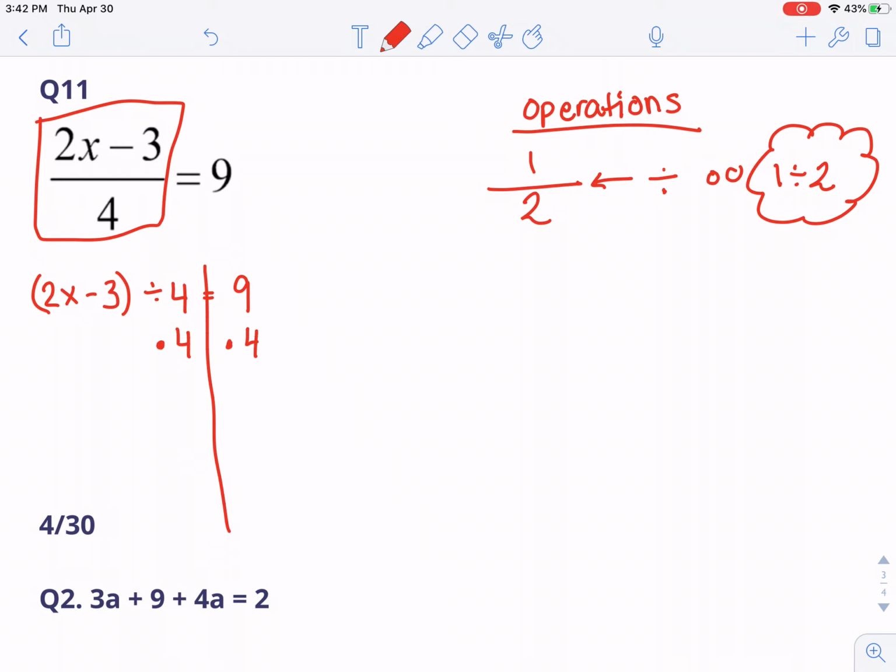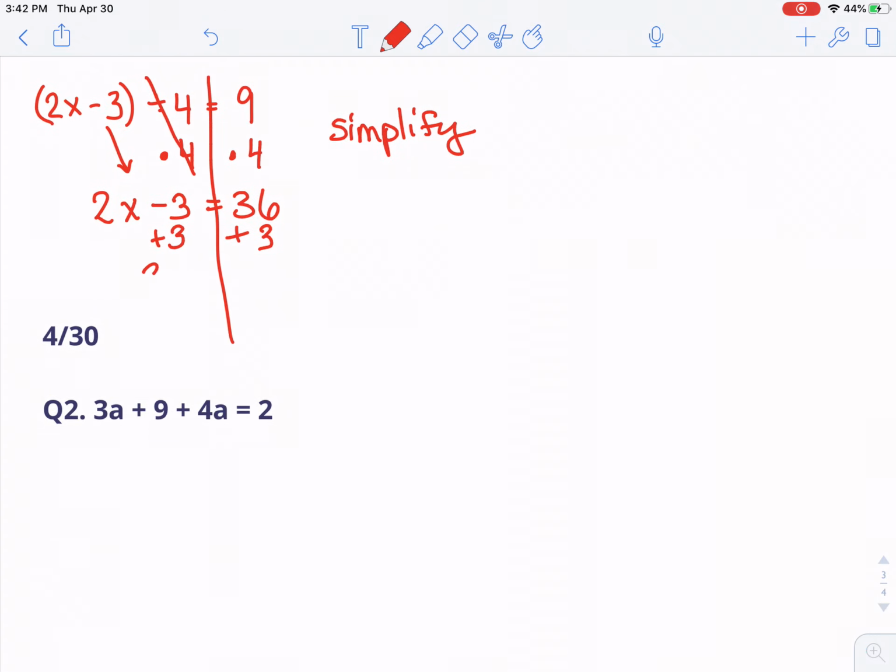All right, if I multiply by 4, it cancels out on this side. So I just rewrite those terms. And then I simplify. What is 9 times 4? 36. I add 3. And I'm just slowly getting x by itself, whatever steps I need to do to get x all by itself. To cancel out other terms, simplify, and then do it again.